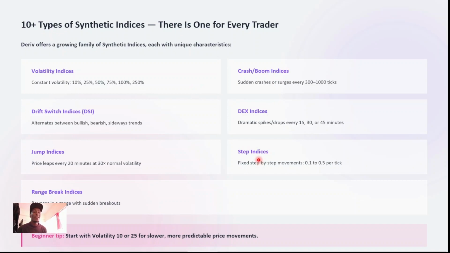In my case, I normally prefer trading the step indices. They move in increments of 0.1 to 0.5 per tick. What this means is that if I set a stop loss or a take profit of like $20, once the market reaches that point, I'm only going to lose the $20 that I put in. I'm never going to lose much more than the $20 that I was willing to risk.